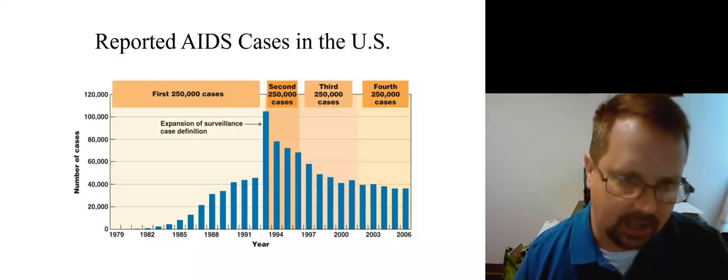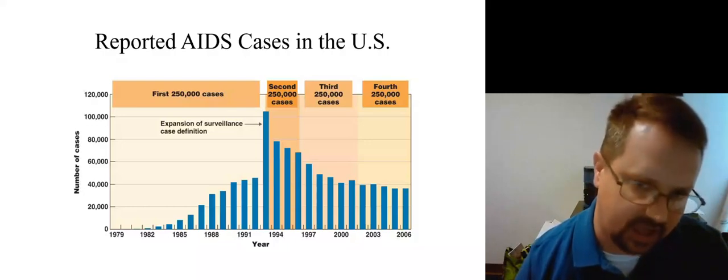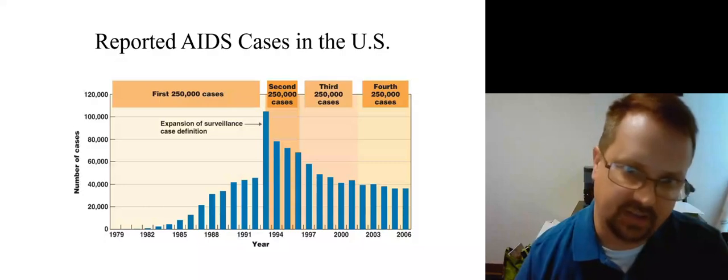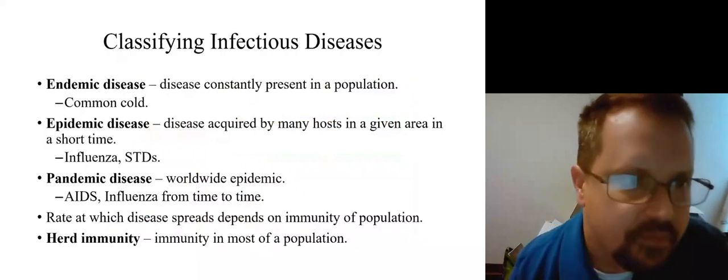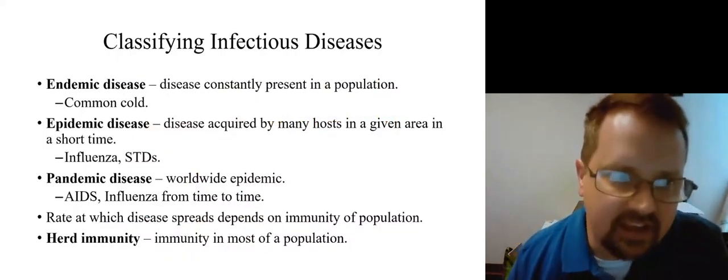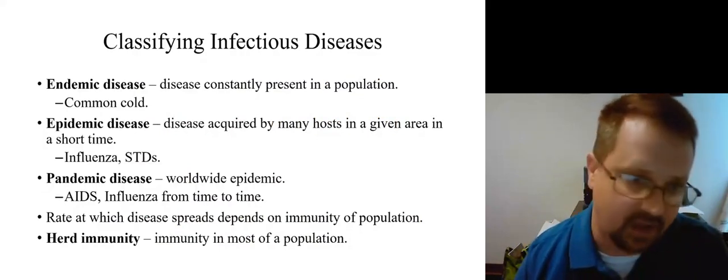So anyway, you can see it took a long time to get to the first 250,000 cases. It didn't take very long to get to the second 250,000 cases at all. Okay, with tremendous expansion in HIV. There are diseases that are endemic. Endemic means they're constantly present in a population, like the common cold.